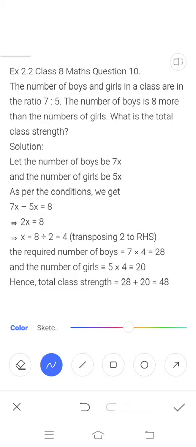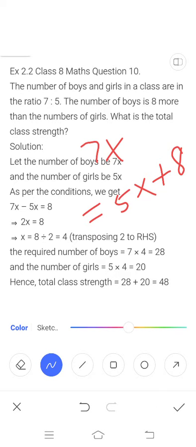So 7x is equal to 5x plus 8. Why we are adding 8? This is the given condition. Boys is equal to girls plus 8 because 8 more than the number of girls. Boys is 8 more than number of girls. So 8 more means we have to add plus 8.